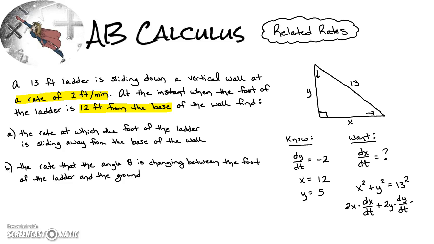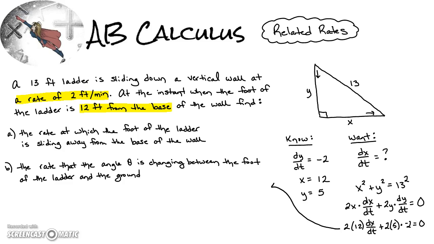And then the other side, 13 squared is just a constant. It's 169. So the derivative of that is just 0. So that makes that kind of handy. Now let's plug in everything that we can. So 2 times 12 was the x. dx/dt we don't know, which is fine because that's what we're solving for. Plus 2, and then the y value is 5, times, and the dy/dt was -2, equals 0. Okay, so I'm just going to simplify this.